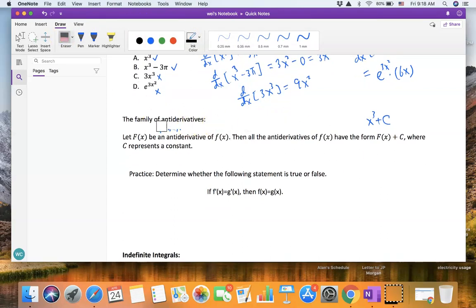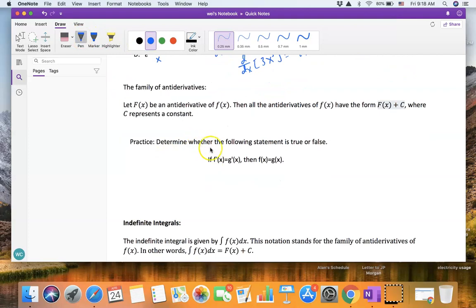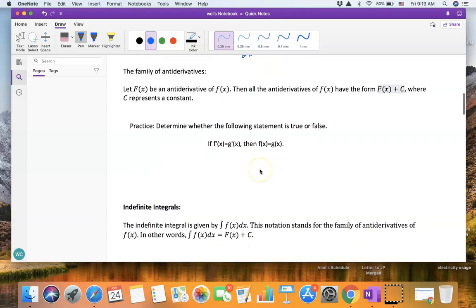All right, now let's look at this problem. We want to determine whether the following statement is true or false. It says if the derivative of a function little f(x) equals the derivative of function little g(x), then f(x) will be equal to g(x). Now, do you think this is true or false? This is false. Why?